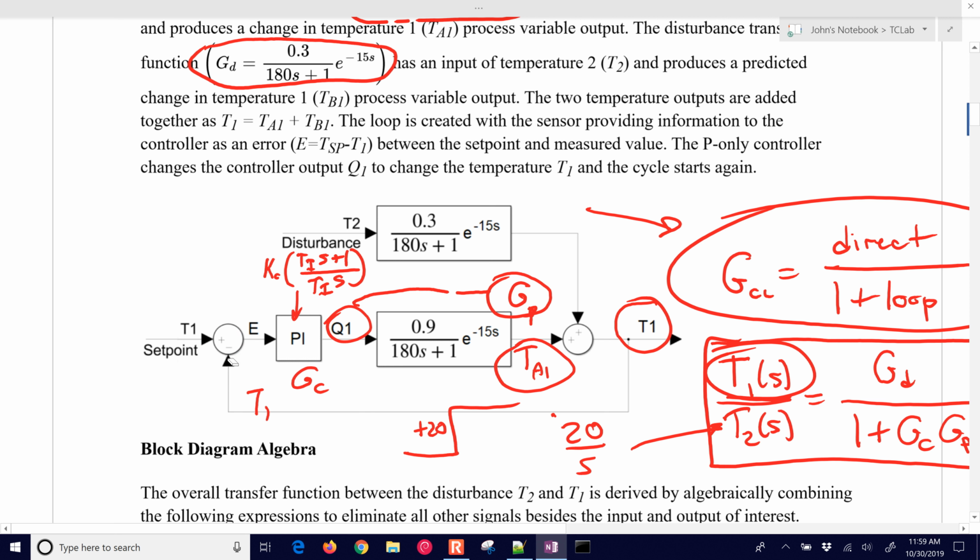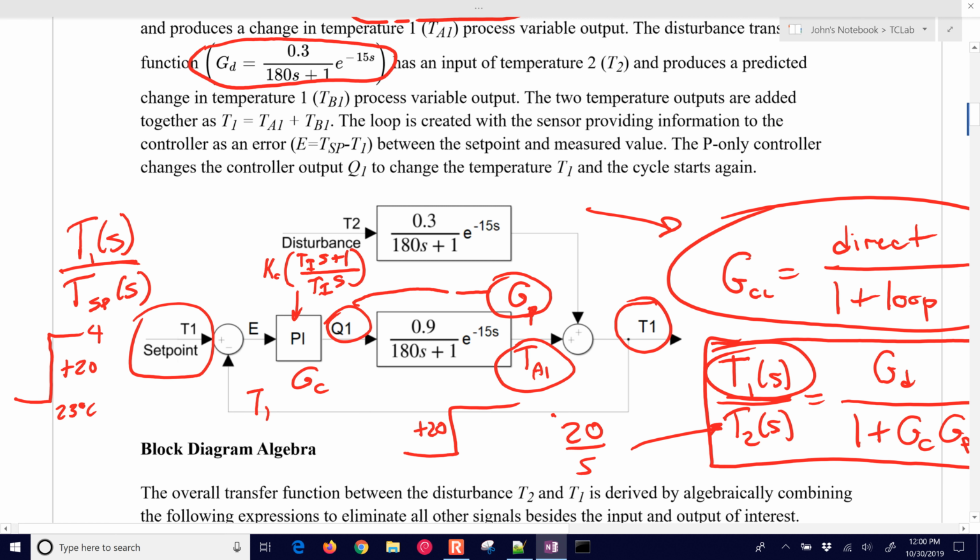So here we have our set point change on the left, and we want to compute the transfer function, which is T1. How is T1 going to change for T set point? Instead of our disturbance, T2, we're going to compute what is the expected response for a PI controller when I have a set point change. I'm going to go up by plus 20 again. I'll start at 23 degrees C and go up to 43 degrees C. And what is going to be that response?